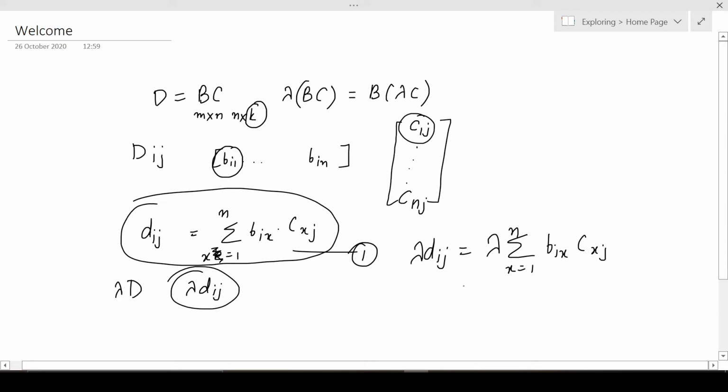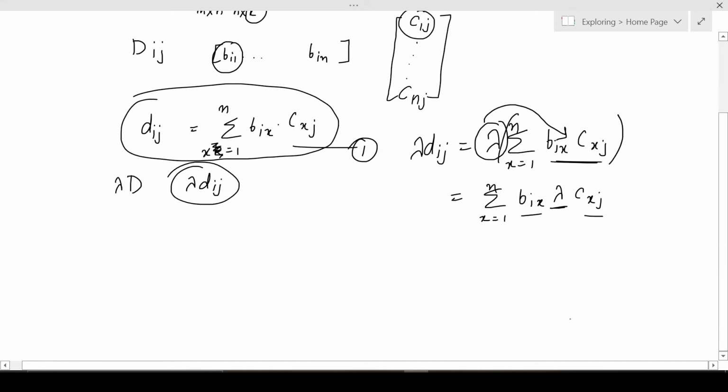Now if you think carefully, it's a multiplication, and these are all the terms that are being added. So I can take this lambda simply inside the sigma. So this will become the sum, x varies from 1 through n, of bix times lambda times cxj. Now since lambda is a real number and all these are real numbers, it doesn't really matter where I put lambda, because if I multiply them in any order, the answer will come out to be the same.